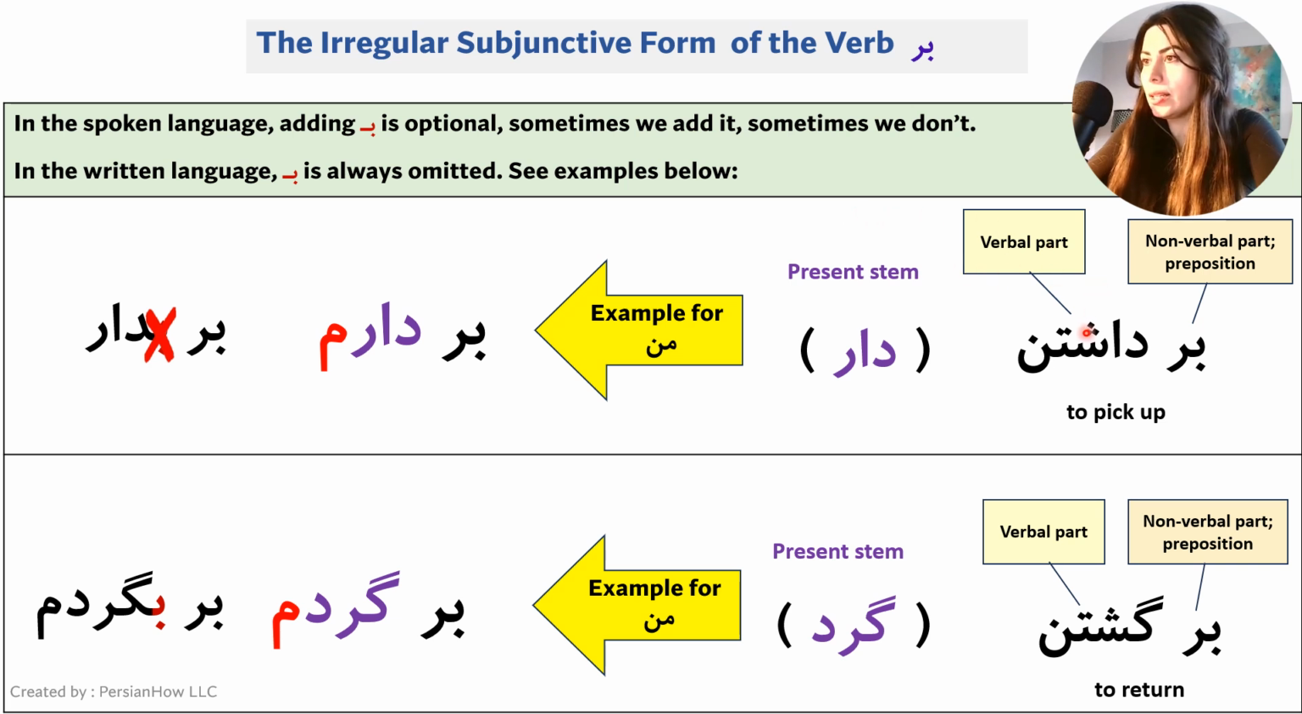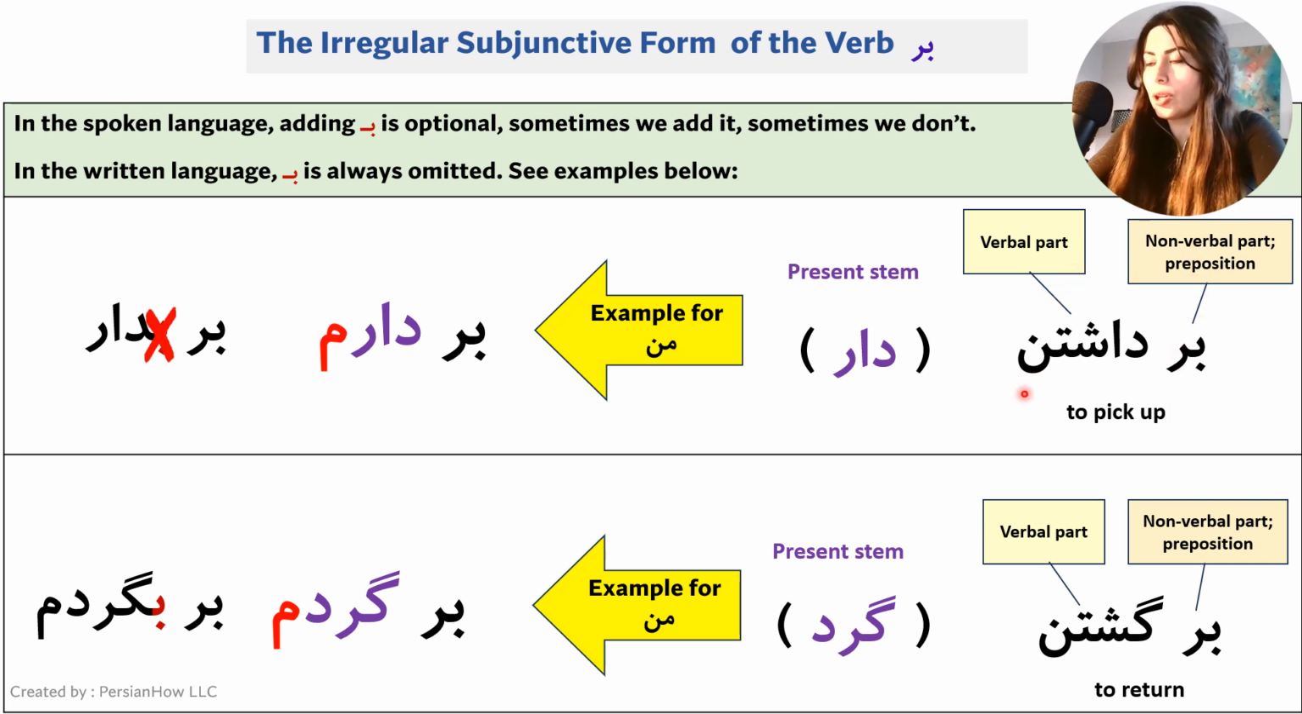So let's take a look at two examples. Here we have برداشتن and برگشتن. These two verbs, you see, they start with بر. And these two are compound verbs. They are not simple verbs. بر is a preposition and it's the non-verbal part.